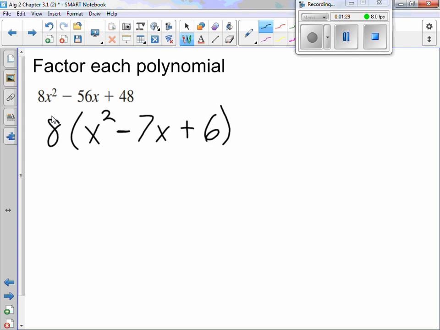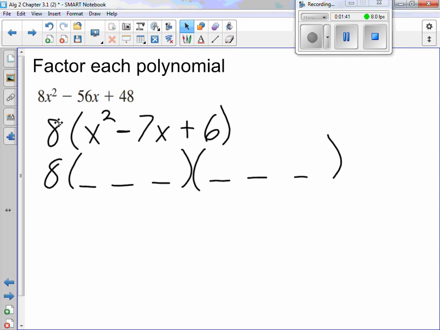Then we would move on to step 2, which is 2 sets of parentheses. So we have 8, parentheses with our 3 spaces, and then with our 3 spaces. So that's step 2. The first step was to find the greatest common factor, and here we had one. It was 8. We factored it out. We divided each term by 8. We pulled it out front. Then we did step 2, or 2 sets of parentheses with 3 spaces, and now the signs.